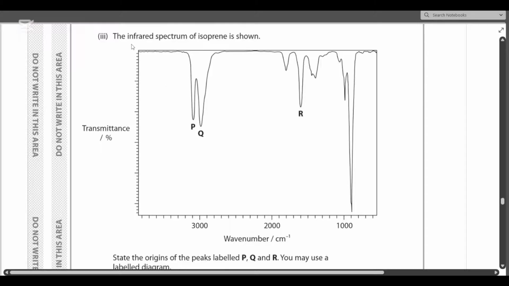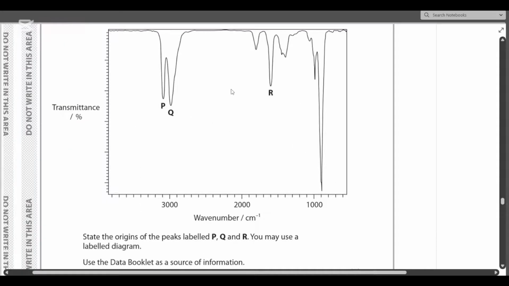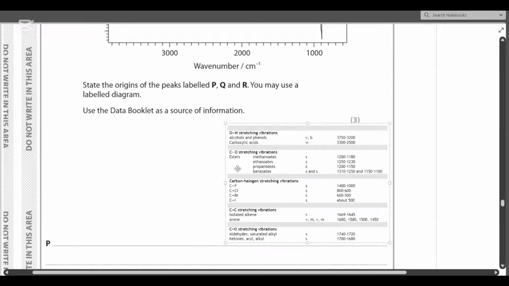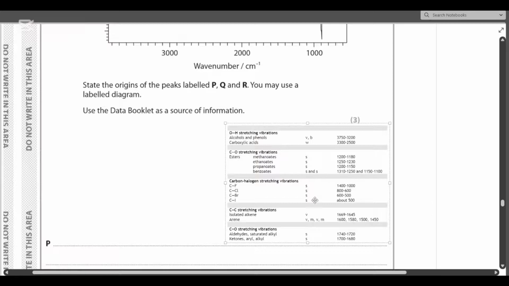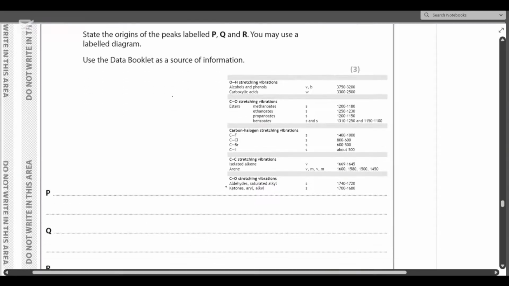There we go. You have the infrared spectrum of isoprene being shown. And for this, you need to check out the spectrum right here. You have transmittance and the wave number. The question says, state the origins of the peaks labeled P, Q, and R, and you may use the labeled diagram and use the data booklet as a source of information. So this is the data booklet right here. If you see for P, it is between the ranges of 3,200 and 3,100. Check out the data booklet right here. For this, we have pretty simple, we have the CH vibrations.